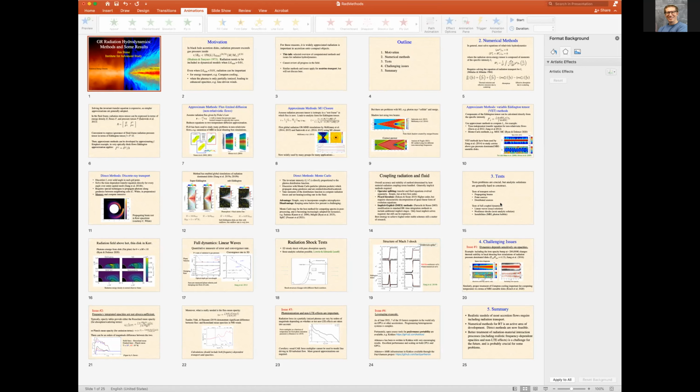Yep. There's a question from Alexandra in the chat. Could you please elaborate more on the non-LTE effects? Maybe a couple of examples of where the non-LTE problem or non-LTE effects are most important.